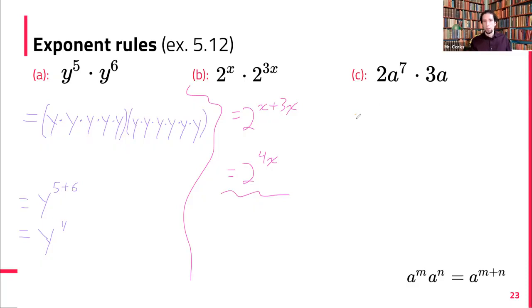And our third one here, how can we simplify? Is it 6a to the exponent of 8? Okay, 6a exponent 8. Because with regular multiplication, not matrix multiplication, we can reverse the order. So this is just 2 times 3 times a exponent 7 times a. Then we just combine and simplify, and we get 6a to the exponent 8.